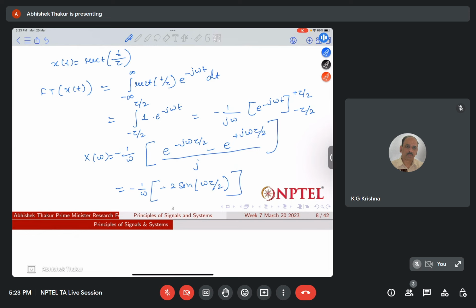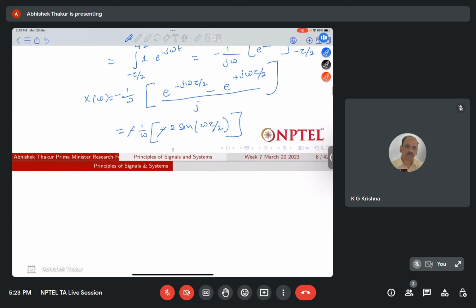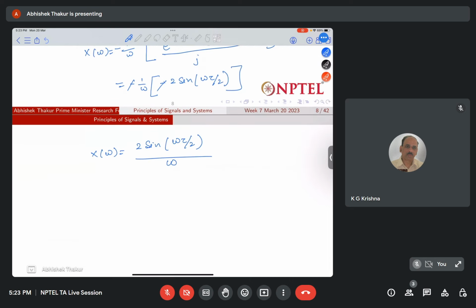So this minus minus will become plus. So finally our X(omega) is equal to 2 sin(omega tau by 2) divided by omega. And now at omega equal to 0, omega cannot be equal to 0 in this expression, so to find the value of X(omega) at omega equal to 0, we have to use L'Hospital rule simply.